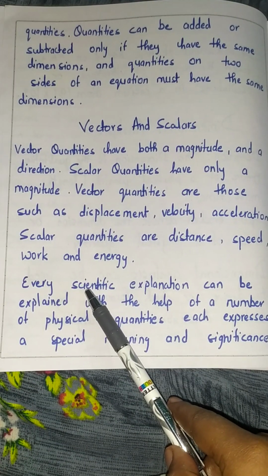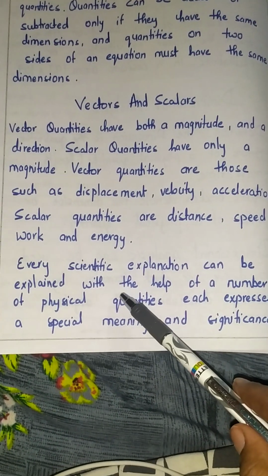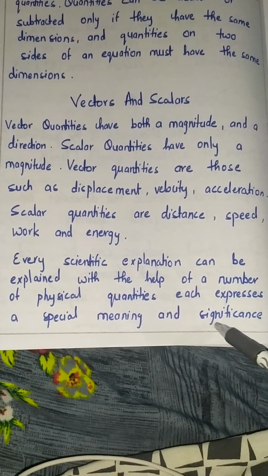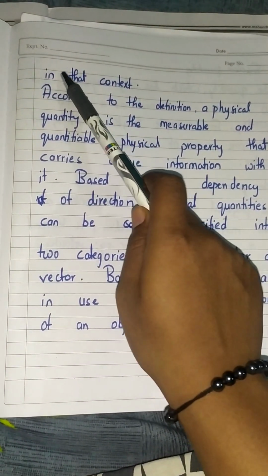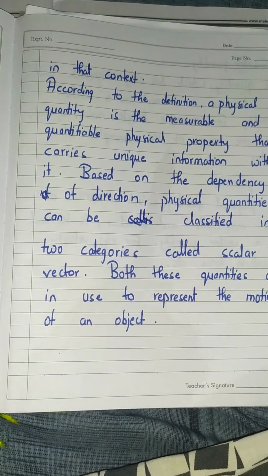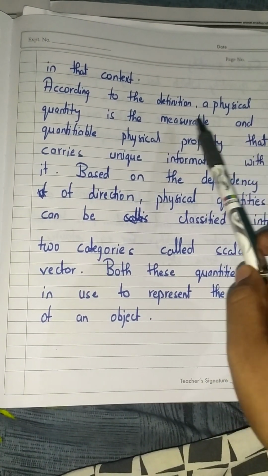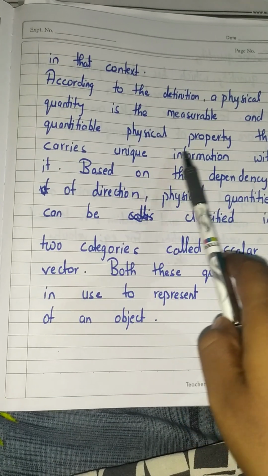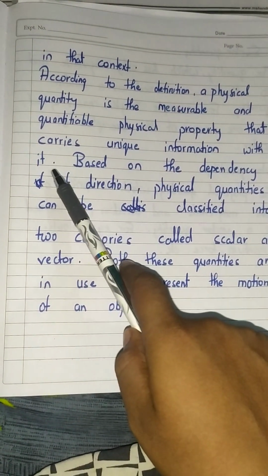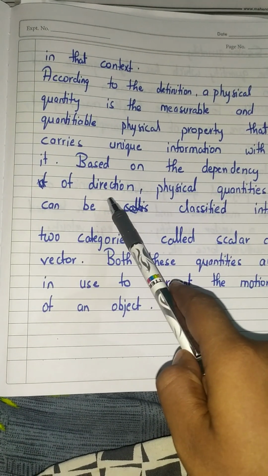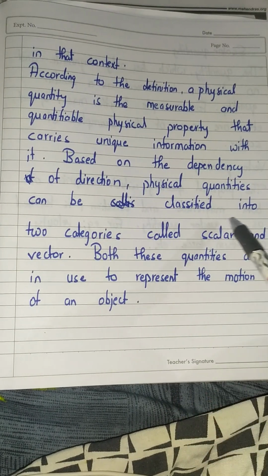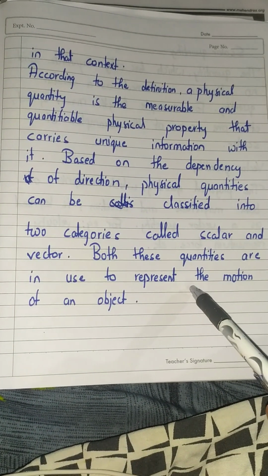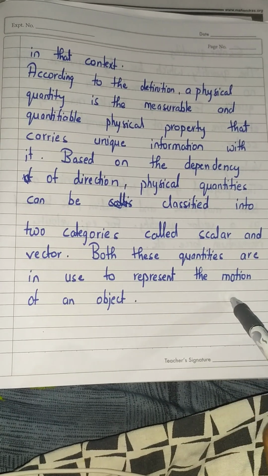Every scientific explanation can be explained with the help of a number of physical quantities. Each expresses a special meaning and significance. In that context, according to the definition, a physical quantity is the measurable and quantifiable physical property that carries unique information with it. Based on the dependency of direction, physical quantities can be classified into two categories called scalar and vector. Both of these quantities are in use to represent the motion of an object.